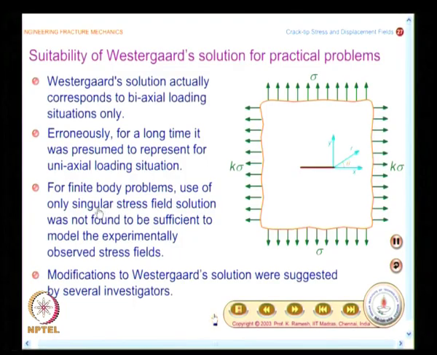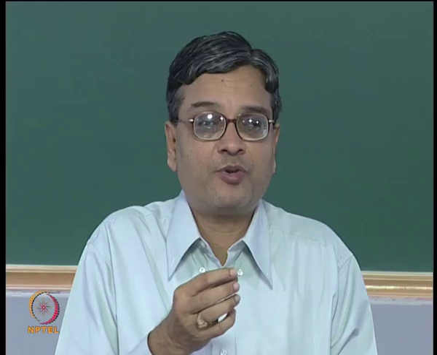Here, what you have to keep in mind is that the singular solution is not sufficient; we have to look for much more than that. And for this, modifications to Westergaard's solution were suggested by several investigators. People looked at what kind of approximations we made, whether we made any mistake in satisfying the boundary condition, and so on and so forth. We will look at one after another. We will first see what kind of result we get from the Westergaard solution.